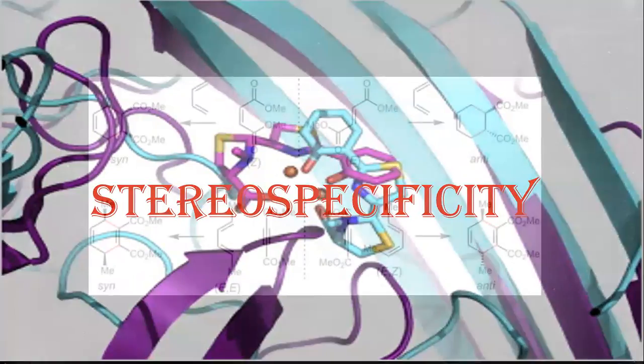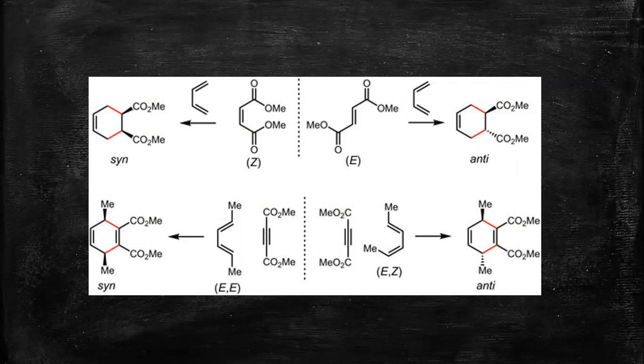Now it comes to the stereospecificity of Diels-Alder reaction. If we have the substituents on the dienophile at the same side, it would give syn product. That is, after making the new bond, this red color is showing the new sigma bonds, both the substituents would be at the same side, and this same side product is called syn product.